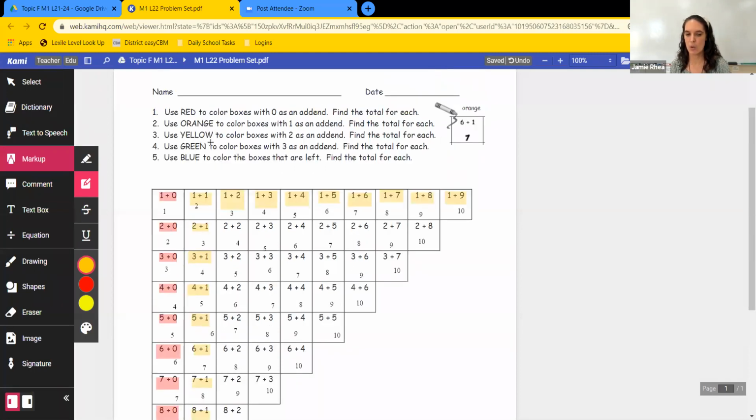Use yellow to color boxes with 2 as the add-in. Okay, so I'm going to come over here and change to my yellow. And I've already highlighted this one, it has a 2 in it, and this one that has a 2 in it. So I'm not going to highlight those again. But here's one that has 2 and 2. I can highlight that. You might say, oh, look, Miss Ray, there's 2 and 3. Go next door, 2 and 4. And 2 and 5. We are number detectives again.